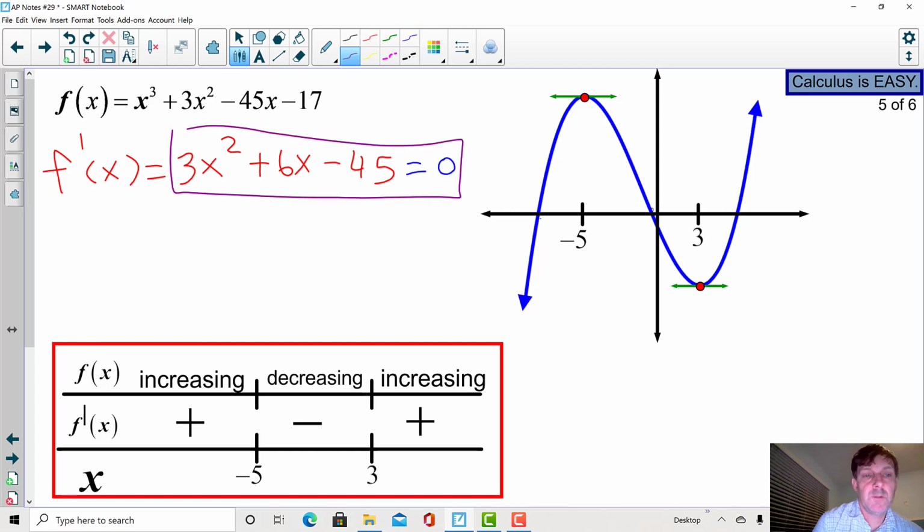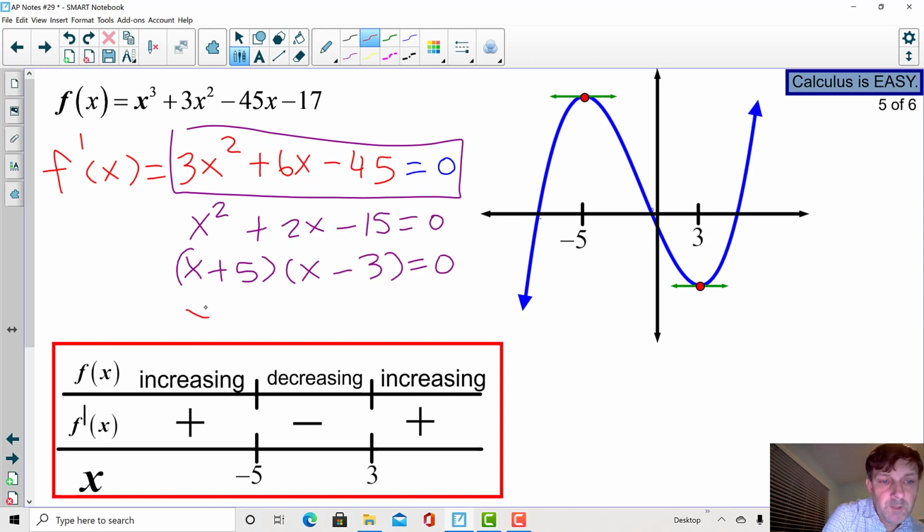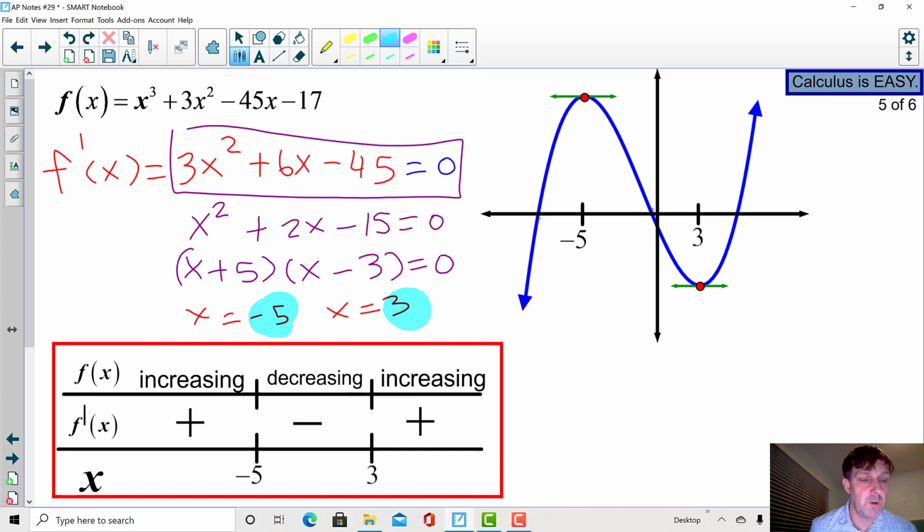And then we'll solve. Let's divide both sides by 3. Then we'll factor it. Okay, we get x is equal to -5 and x is equal to +3. Now we're going to call these numbers critical numbers. A critical number is where your derivative is 0 or where your derivative is undefined. What we're going to want to do with those critical numbers is put them on our number line, and then check the value of the derivative on both sides.